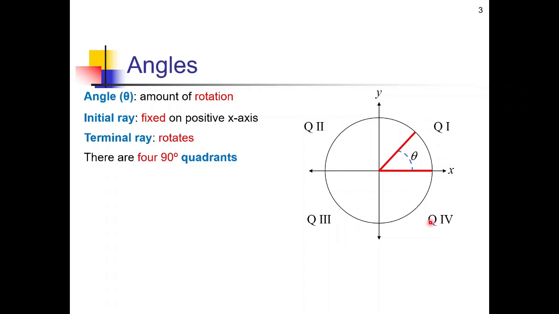And although we're using Roman numerals, you could use normal numbers. It doesn't really matter. Now, between these quadrants are some angles. And those are called the quadrantal angles. These are the angles that are not in any quadrant. They actually are the kind of the border angles between the quadrants.